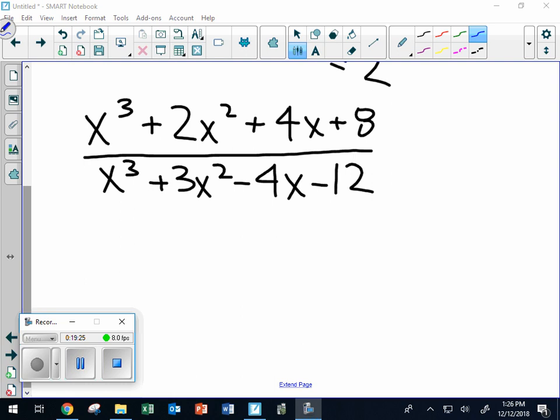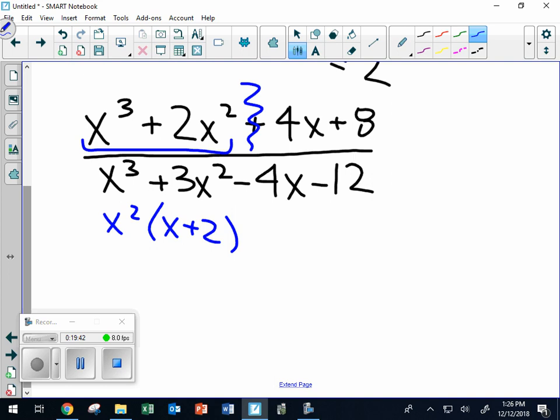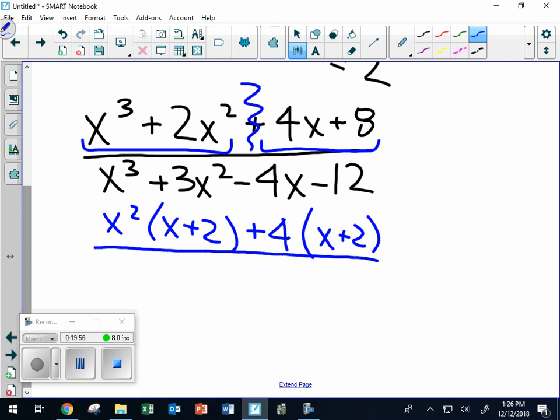Divide and conquer. So we're going to split it down the middle there. If we're dividing and conquering from these 2 terms, what's in common? So we have an x squared, and what is left is an x plus 2. Okay, now we have this side, and we can factor out a positive 4. And then we have x plus 2 remaining. So there's our top.